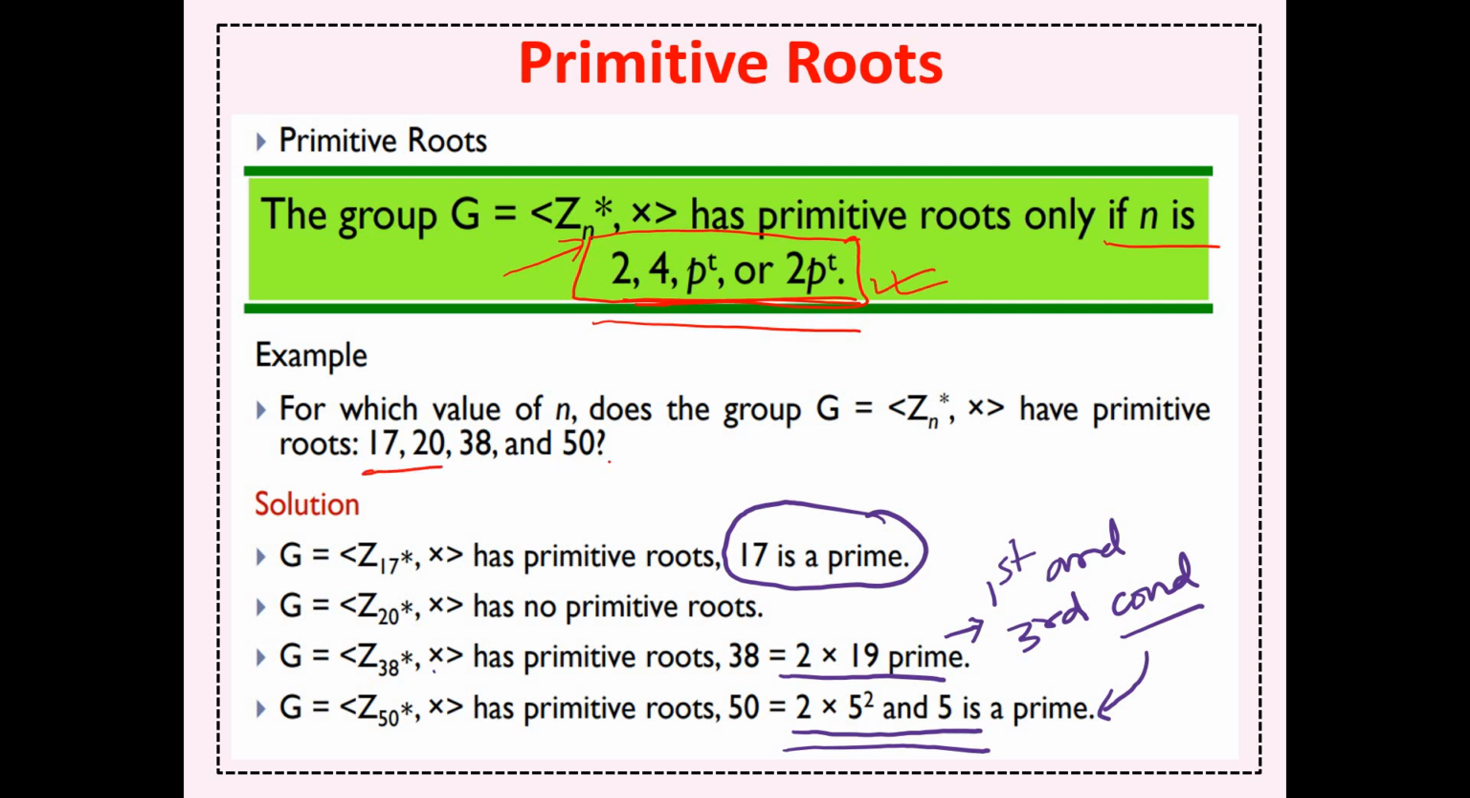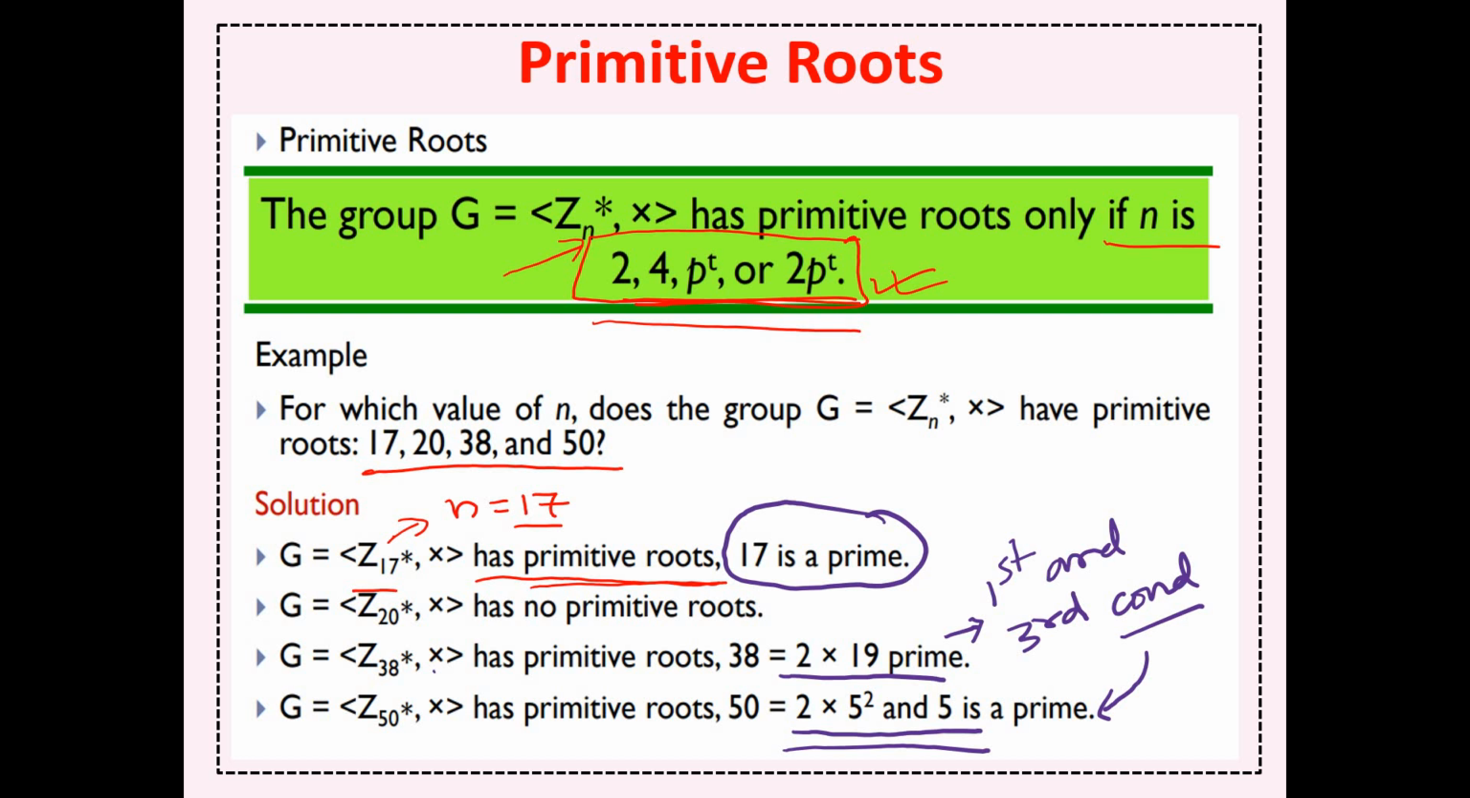Just you can see 17, 20, 38 and 50. Now if you observe 17, here my n is equal to 17. What we are looking at first is that it has primitive roots. We don't know which are the primitive roots. This is just a condition that yes, it has primitive roots. Why? Because it is a prime number, and we can represent that using p to the power t, like 17 to the power 1. T here is some integral value.